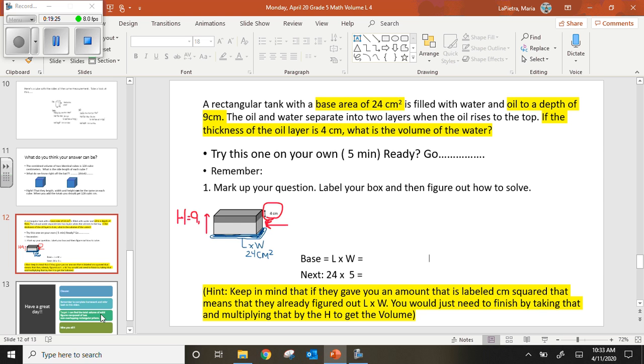Okay, so take a look at this picture. There's a couple of things we want to notice before we get started. First of all, it said the base area was 24 centimeters squared. That means we already know the length times width equaled 24 centimeters squared. So I have that marked here. The length in blue times the width is giving you 24 centimeters squared.